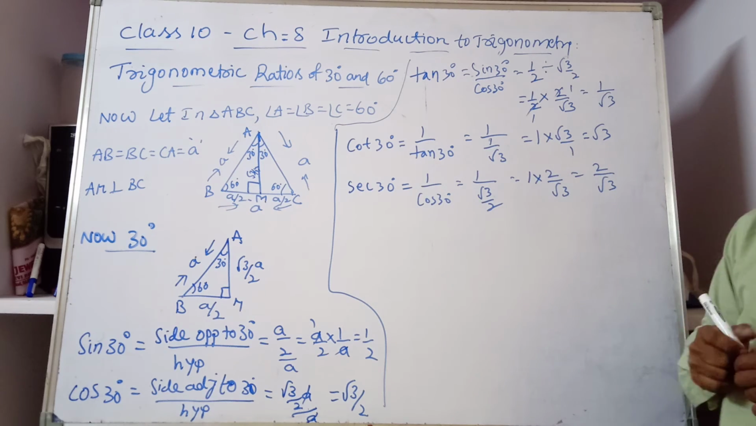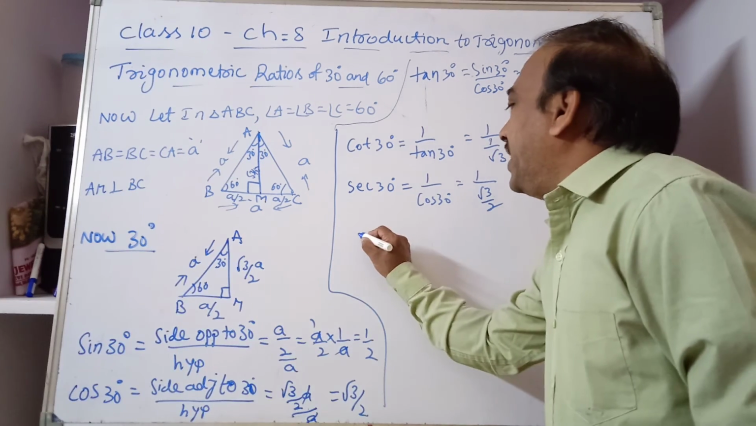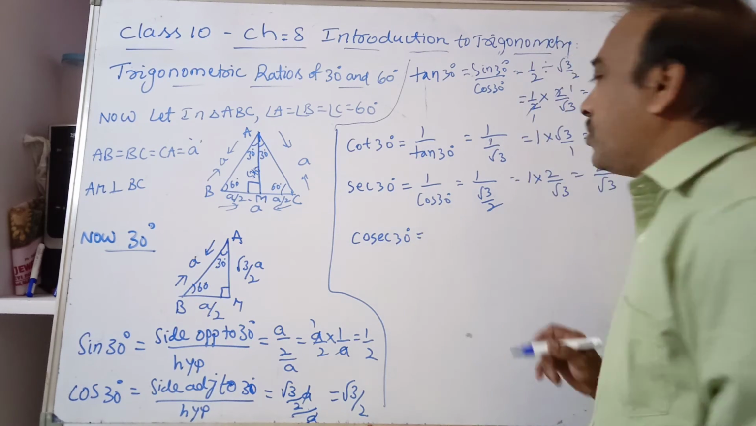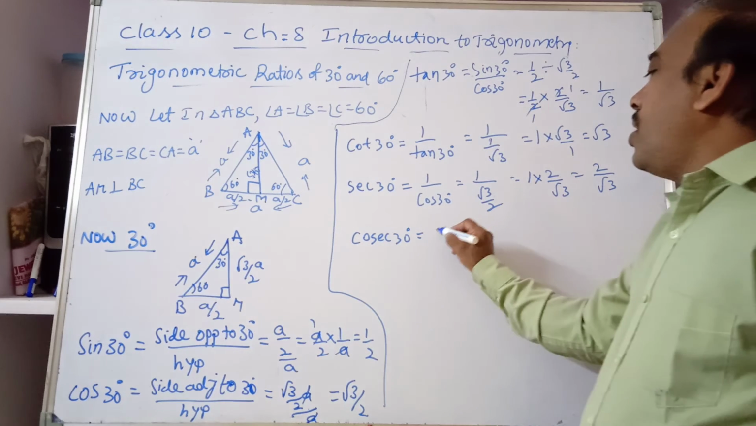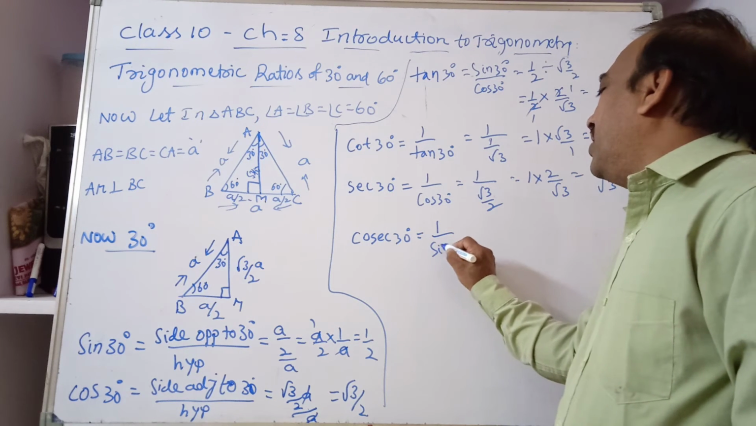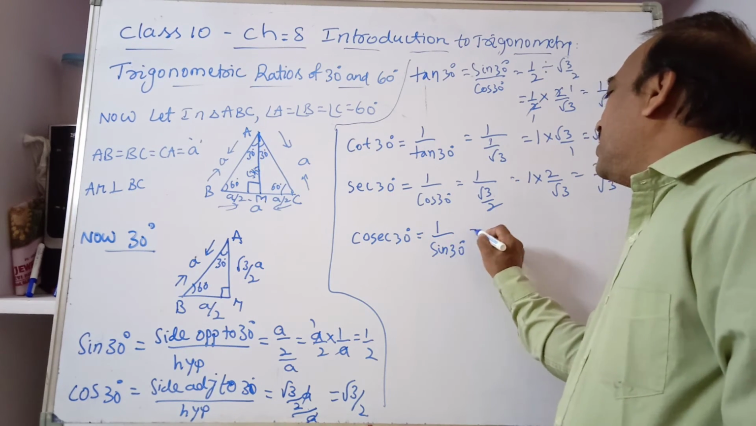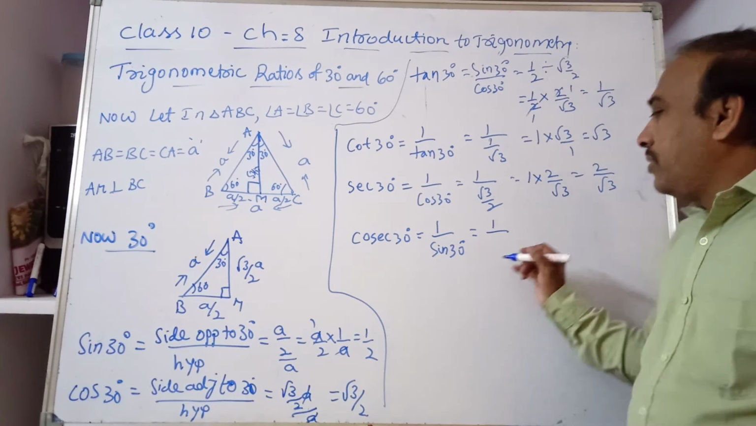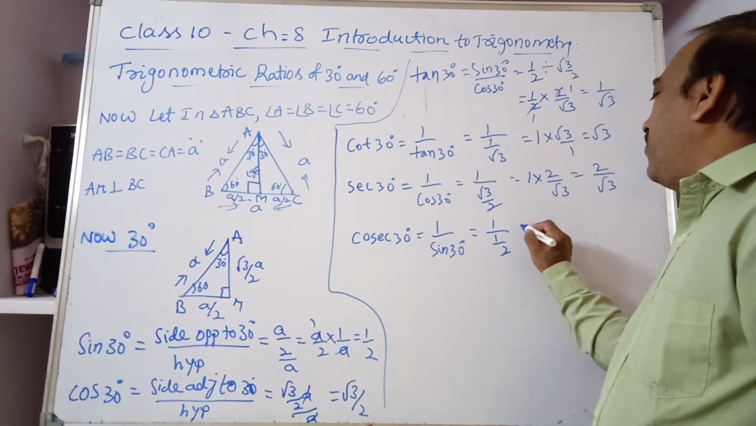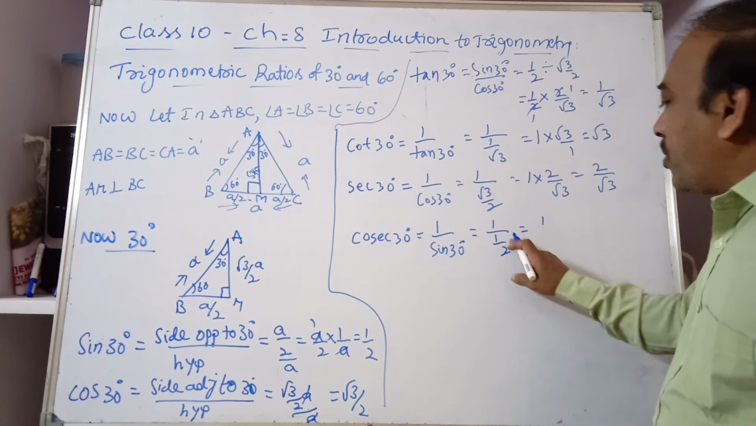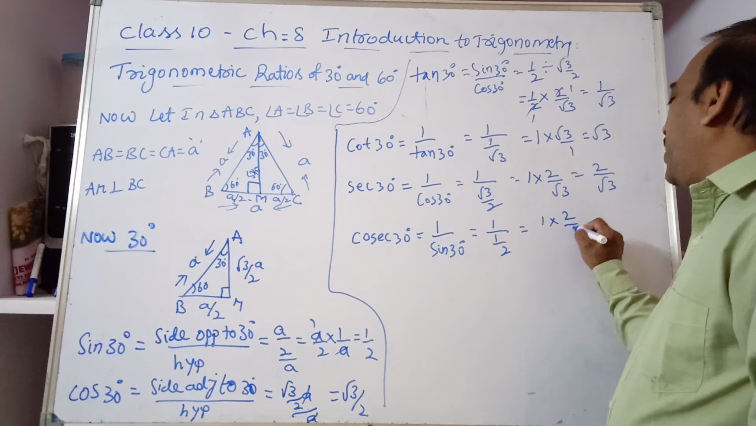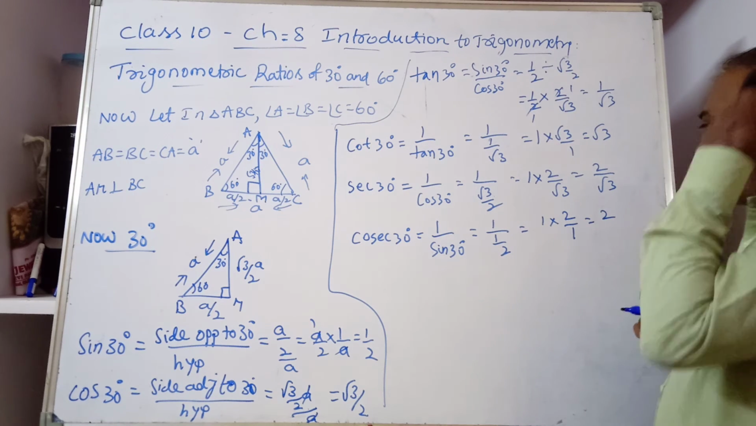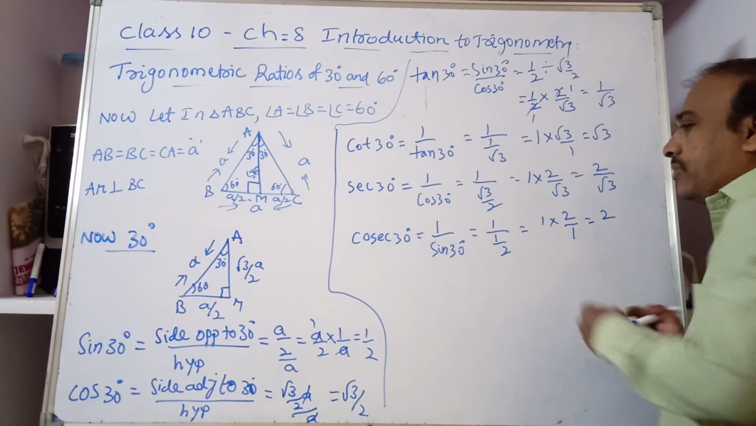Then cosecant 30. Cosecant 30 degrees is equal to 1 by sin 30 degrees. What is the sin 30 value we got? 1 by 2. So 1 by the reciprocal of 1 by 2, which is 2 by 1, which is nothing but 2. So cosecant 30 is equal to 2.